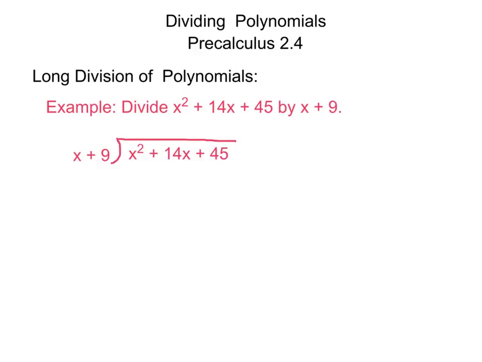All right, we start by just writing it the way we would any long division problem. We've got x plus 9, divided into x squared plus 14x plus 45. Now, you look at the first term in the x plus 9, which is the x. How many times does that go into x squared? Well, that goes in x times. So we'll write an x over the 14x.